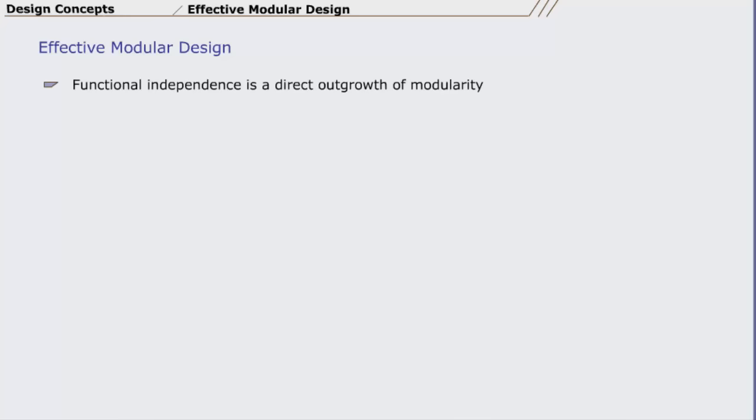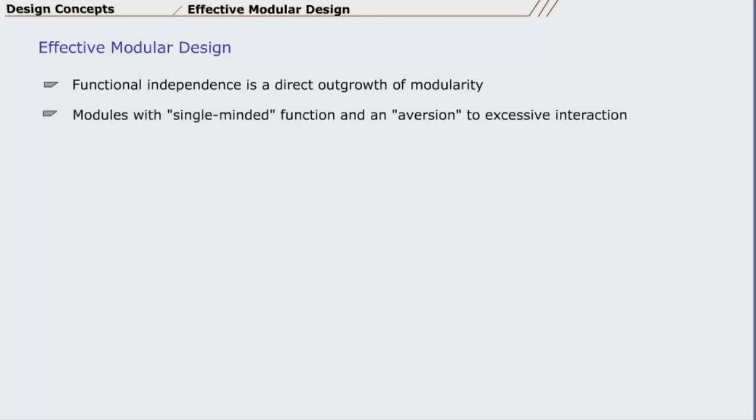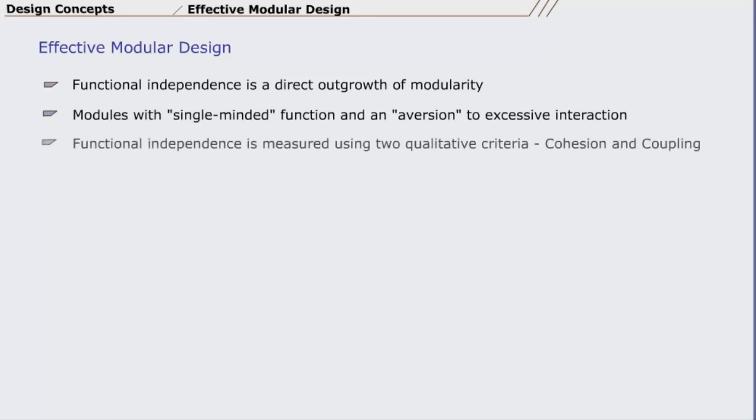Let us move to our next topic, that is effective modular design. Functional independence is a direct outgrowth of modularity. Functional independence is achieved by developing modules with single-minded functions. Functional independence is measured using two qualitative criteria: cohesion and coupling.